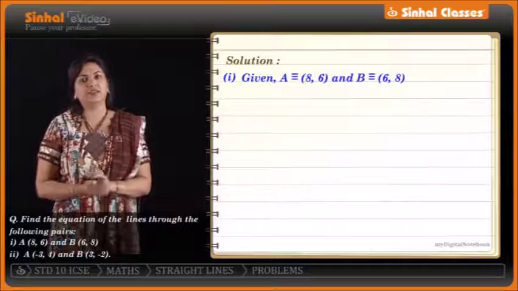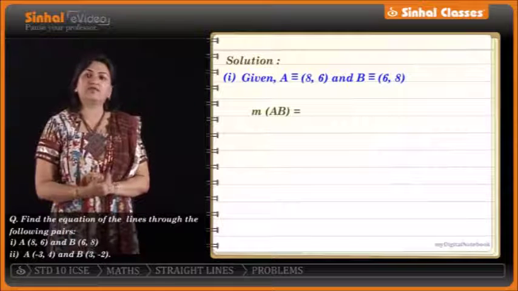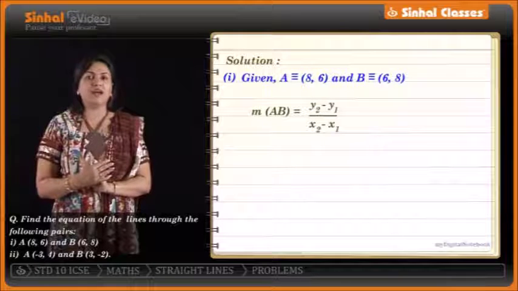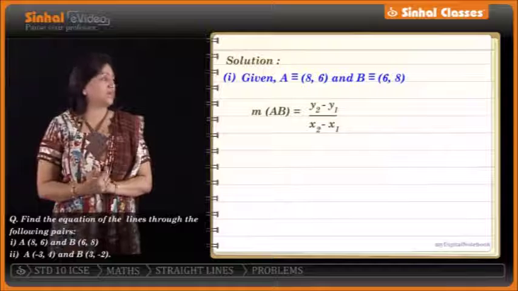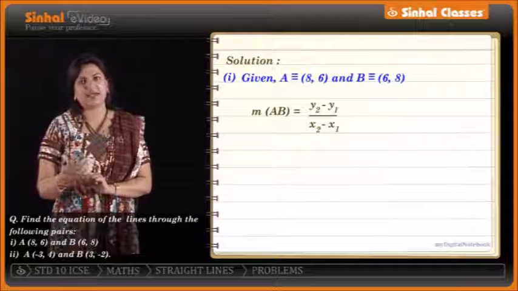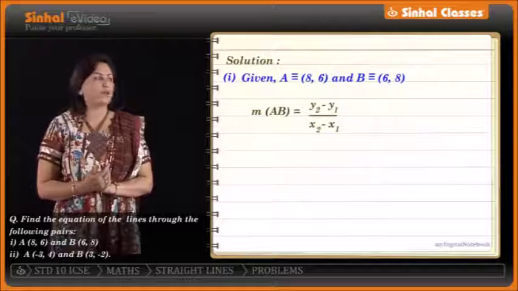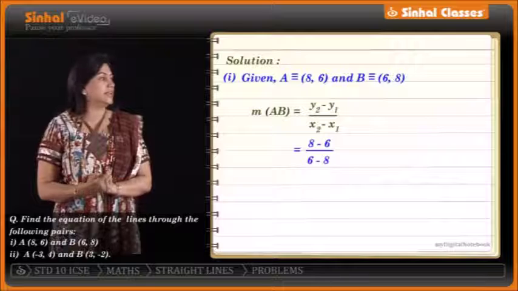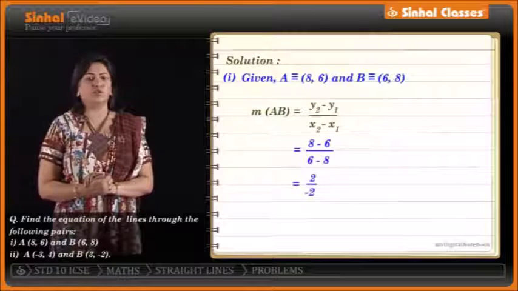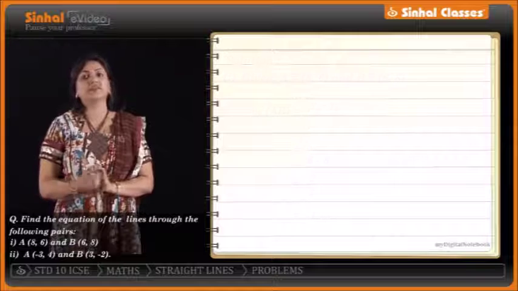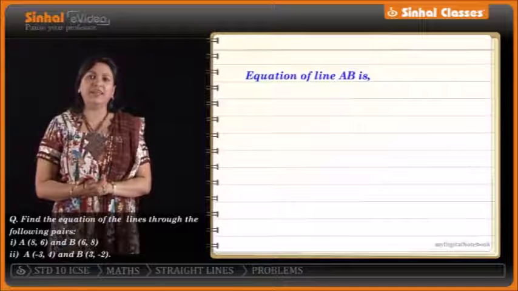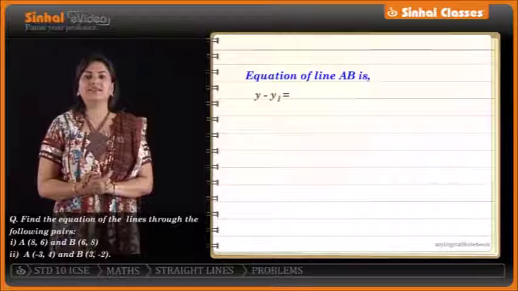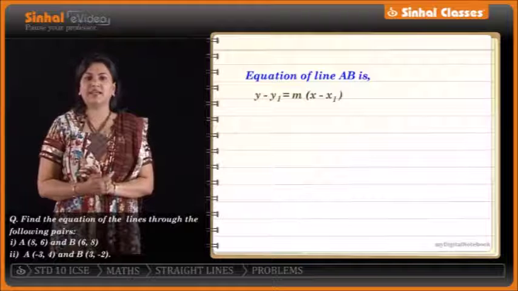So we will find the slope of AB, that is y2 minus y1 upon x2 minus x1. Here we have A and B with coordinates (8, 6) and (6, 8). So slope can be obtained as 8 minus 6 upon 6 minus 8, that is 2 upon minus 2, which is minus 1. So equation of the line AB will be in point slope form as y minus y1 is equal to m into (x minus x1).